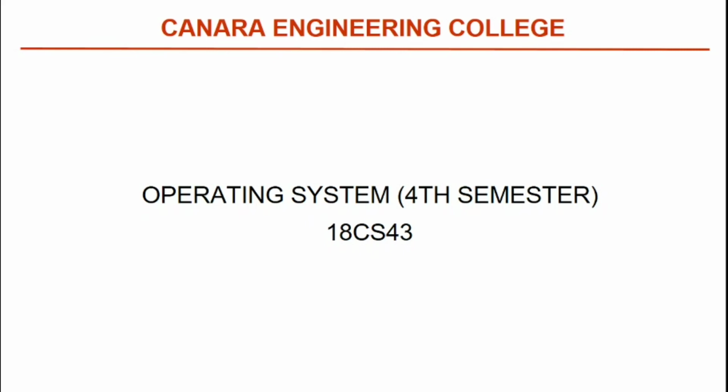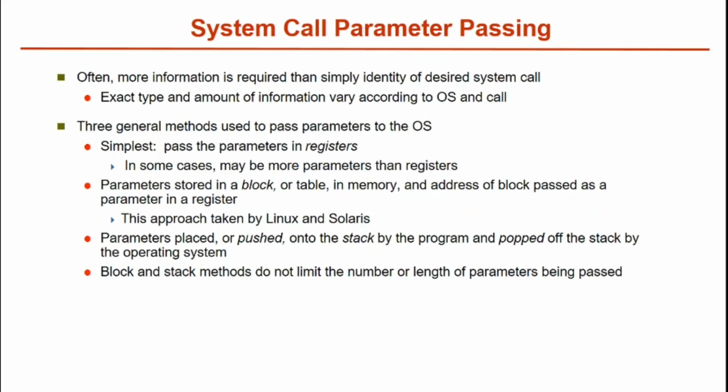In that, the various types are there. That is process control, file management, device management, information maintenance, and communication. So before we see the types of system calls, we'll see the system call parameter passing. What we saw in the C programming, how to pass a parameter, that is passed by reference as well as passed by address. The same way we'll see how parameter passing works in system calls.